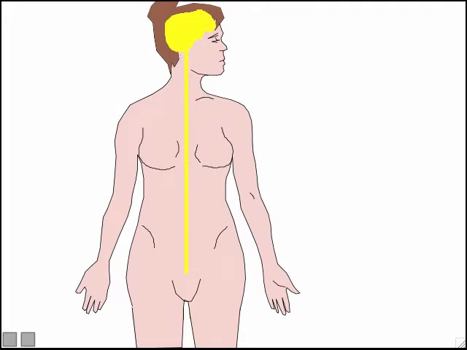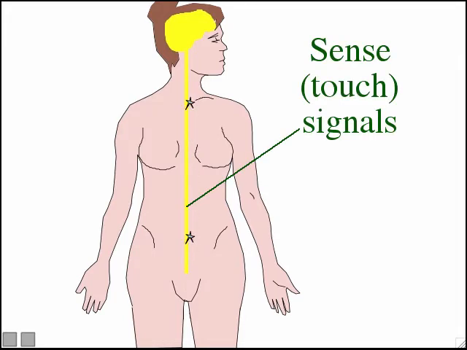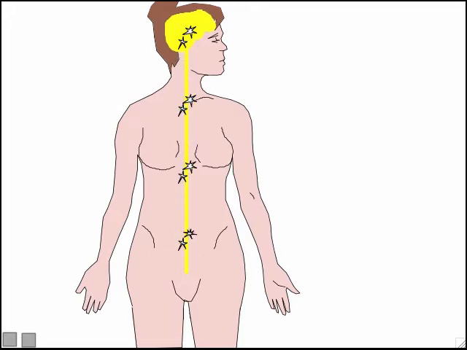And touch signals are sense signals that can be detected anywhere in the skin, but most of the touch signals in your body are sent upward to the brain through the spinal cord. So that's the way to picture the spinal cord. It's like a superhighway, a freeway, with touch signals going upward towards the brain, and simultaneously carrying motor signals downward away from the brain.